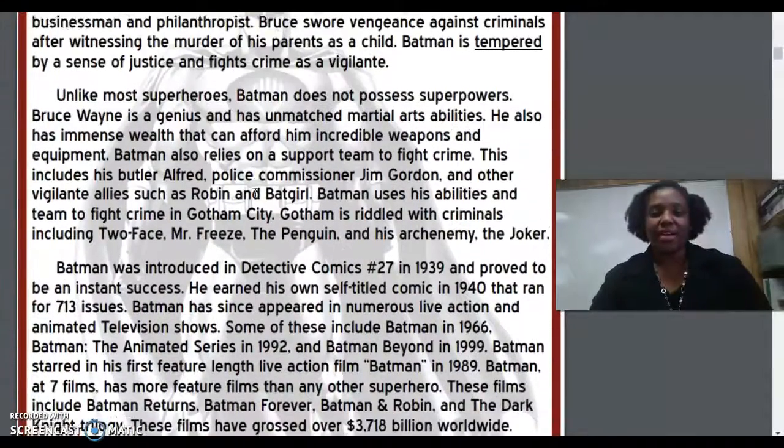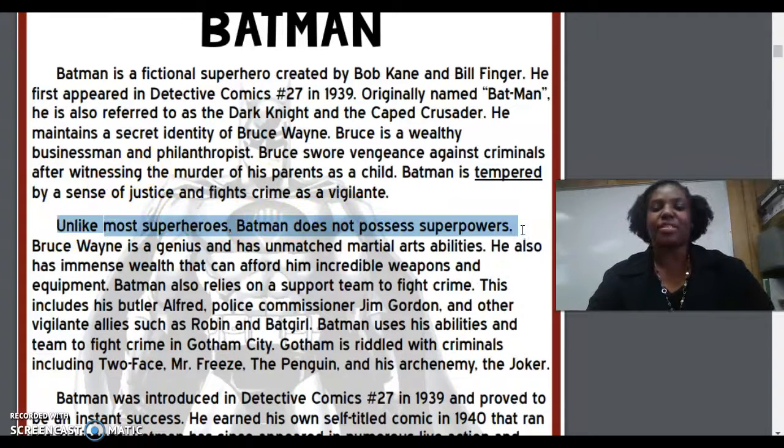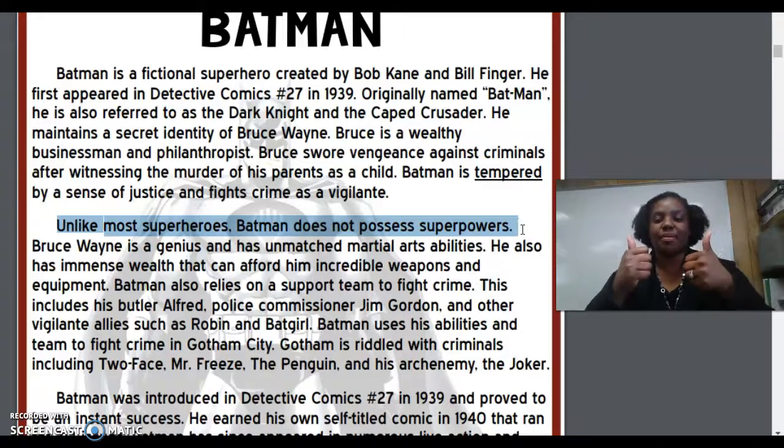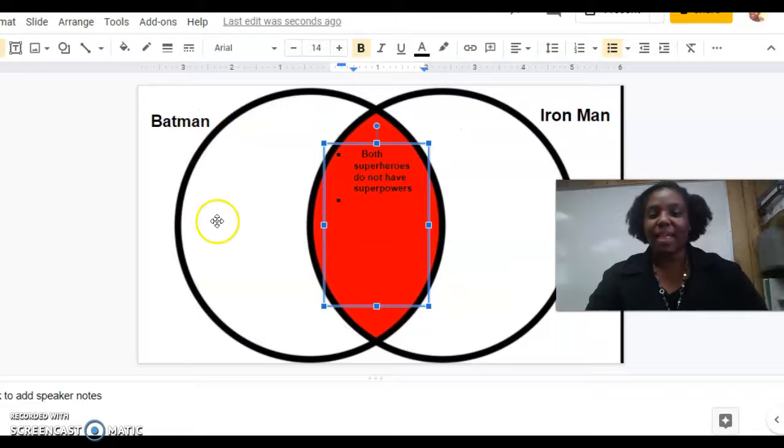So let's look for our text evidence for Batman. Unlike most superheroes, Batman does not possess superpowers. So thumbs up because that statement is true. We are now going to put it in our Venn diagram. Since it is something that both superheroes have in common, we put it in the middle of the overlapping circles.